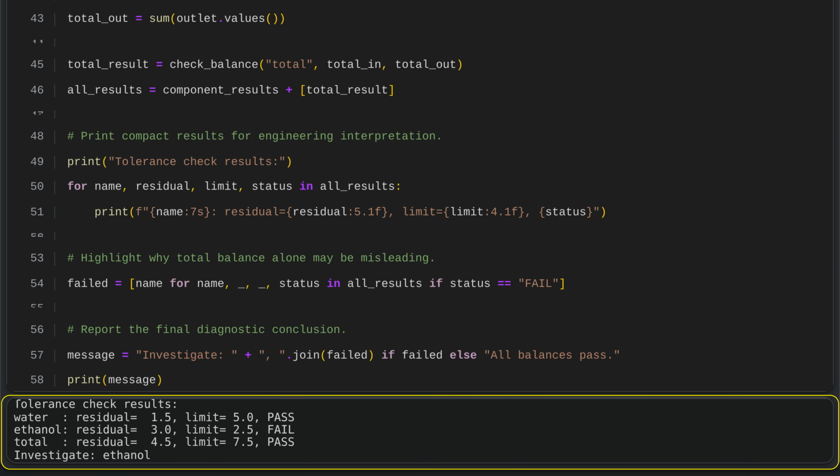This script checks whether water and ethanol material balances are within acceptable tolerances. It compares each component's inlet and outlet difference against a limit based on absolute and relative tolerance, then also checks the overall total balance. The output reports whether each balance passes or fails, and flags any failed component for investigation. The key point is that a total balance can pass even when individual component balances fail, revealing hidden discrepancies.